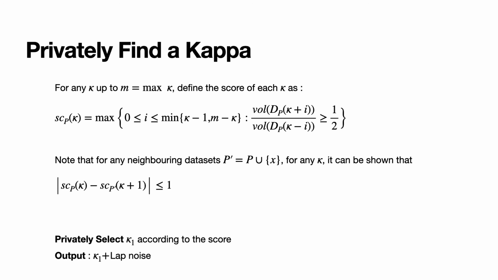To privately release a good kappa, for each kappa up to m, we set the score of kappa to be the maximum depth we can go back and forth, so that their volumes are still proportional. It can be shown that the sensitivity of the score is 1. Hence, we can privately select a kappa 1 with high score. Then, we release kappa 1 plus Laplacian noise. For more details and proofs of this algorithm, please check our paper.